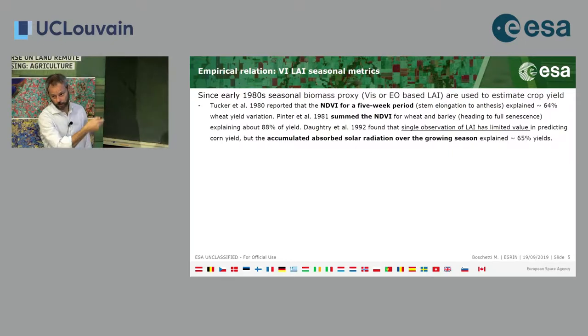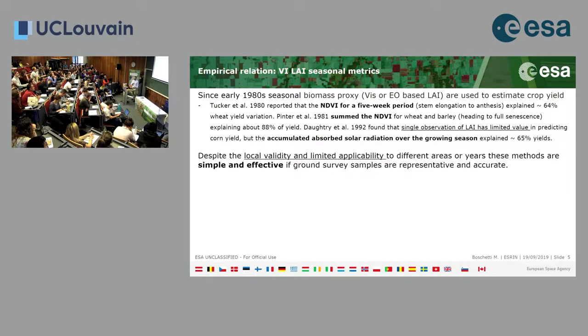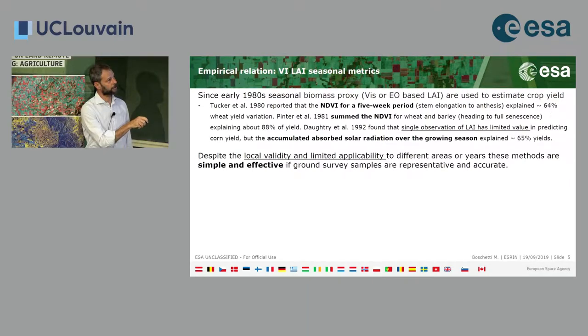I don't know if you need those references any more, but they have to be mentioned because they put the basis for everything. So they are Tucker, Pinter, and Daughtry. But because those systems have a local validity and limited applicability in the conditions where you develop them. But as you see, they also have a great advantage. In fact, they are used operationally in some countries because they are simple and effective.